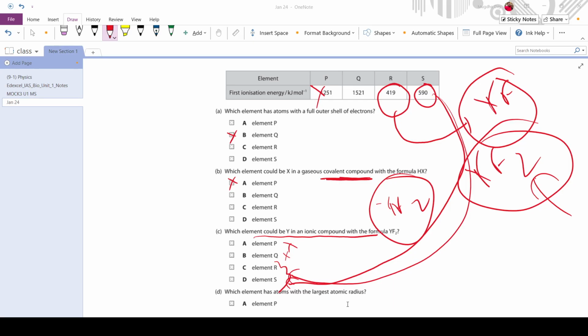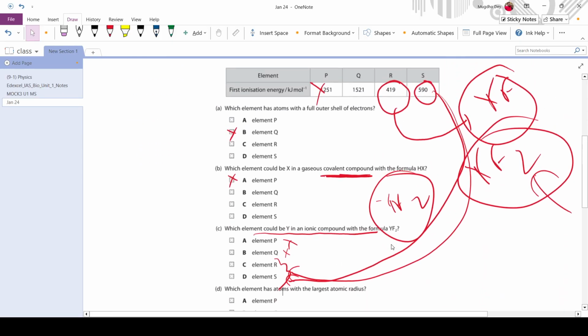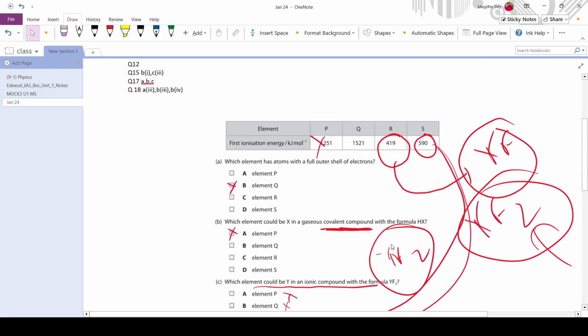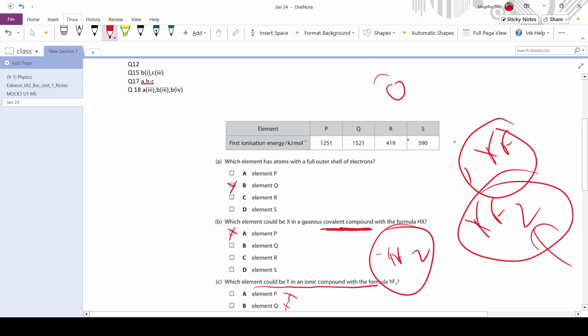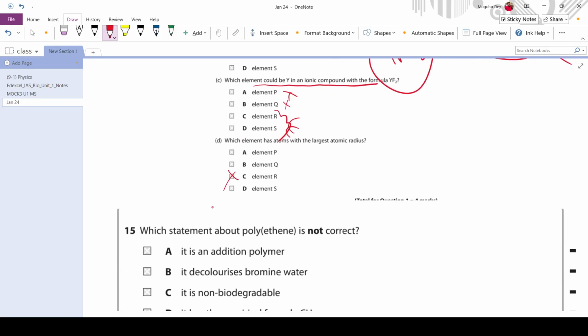If we see the next one, D down there: which element has atoms with the largest atomic radius? Largest atomic radius basically means what? Among the four, who has the lowest ionization energy? Obviously element R, right? That means the first electron being removed is farthest away from the nucleus, so the force of attraction will be low, so less energy will be required to overcome it. That is why it has the lowest ionization energy. So yes, element R is the answer. Did you understand this? True.